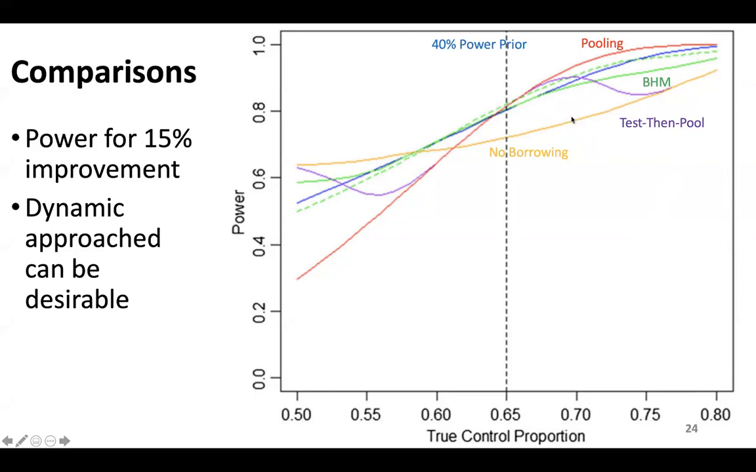Compared to the pooling, that again, it blindly borrows no matter what. So does the power prior. It just borrows less. Again, a static approach. So the negatives of that, that the historical data measure something different, is exaggerated in the static approaches. It is mitigated to some extent with the dynamic approaches.